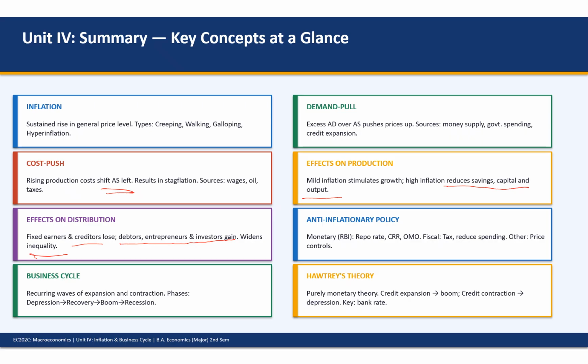Then we talked about business cycle, which is the recurring rise and fall in economic activity. Its main phases are depression, recovery, boom, and recession. Now, lastly, we summarize Hawtrey's theory. Hawtrey's theory believed that a trade cycle is a purely monetary phenomenon. Credit expansion can cause boom, and credit contraction can create depression. In this theory, bank credit and bank rate are the main driving force of the business cycle.